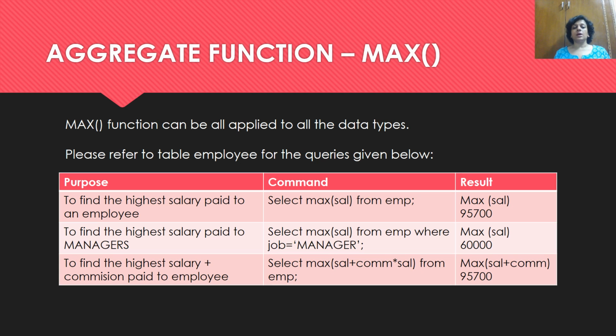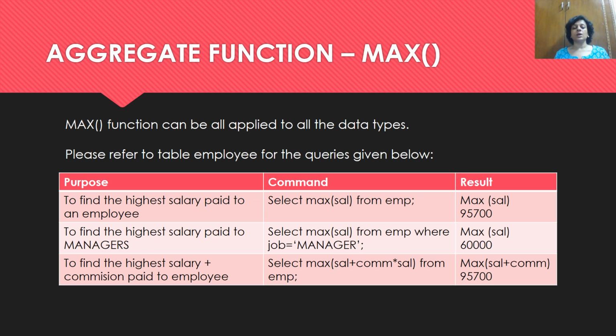Now let us see how the aggregate function max actually works. For all the queries written in this section, please refer to the table employee. To find the highest salary paid to an employee, the command would be: select max(sal) from emp, and the result would be 95,700. You can view in the table emp that this is the highest salary paid to any employee of that table.